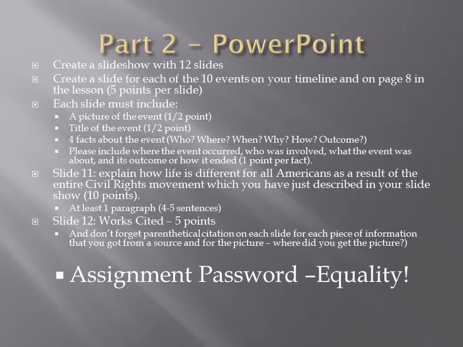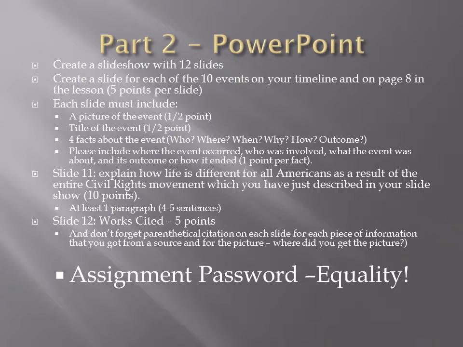No more, no less. You're going to create a slide for each of the 10 events that are on your timeline or on page 8 of the lesson. There will be 5 points per slide, so 50 points right here. Each slide must include a picture of the event, the title of the event, and 4 facts about the event. Who, where, when, why, how, outcome, any of those 4.